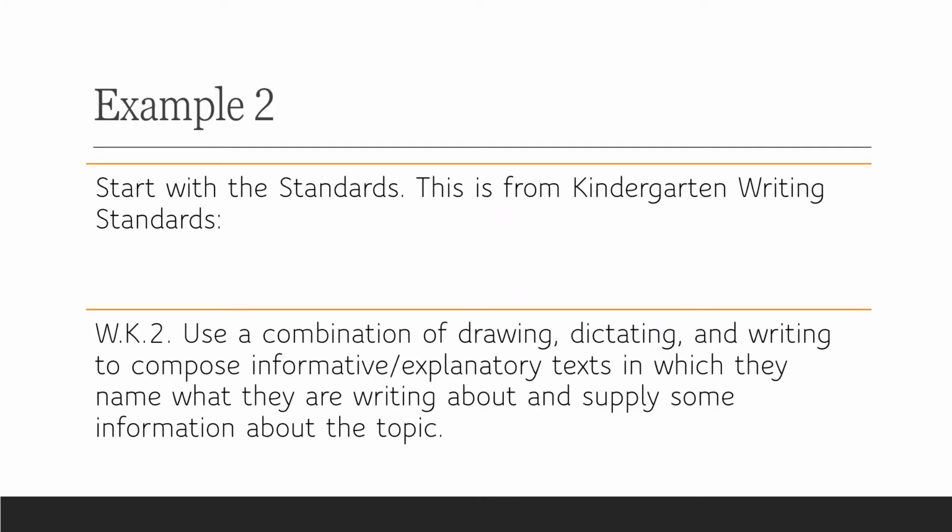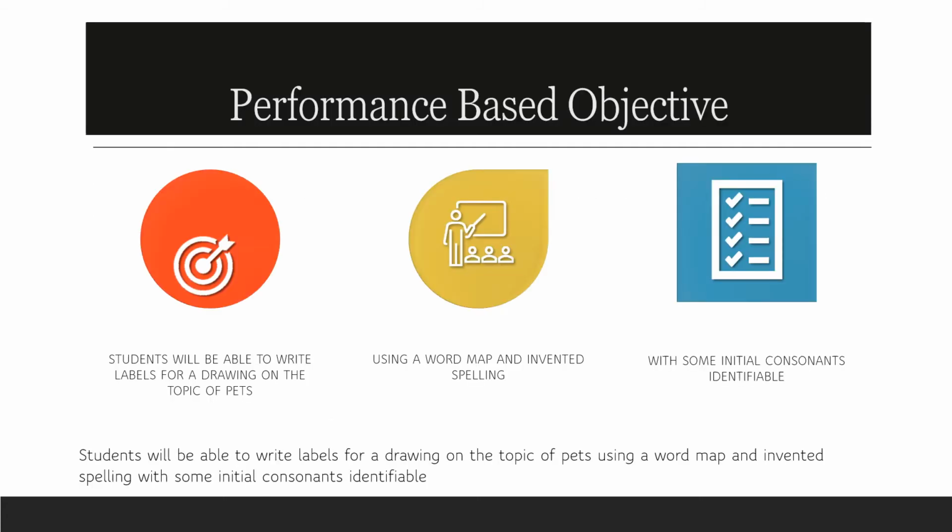Here's another example. Again, we're going to start with the standards. This is from kindergarten writing standards. WK2, again, notice the W stands for writing, the K stands for kindergarten, the 2 stands for the second standard in the writing section. Use a combination of drawing, dictating, and writing to compose informative or explanatory text in which they name what they are writing about and supply some information about the topic.